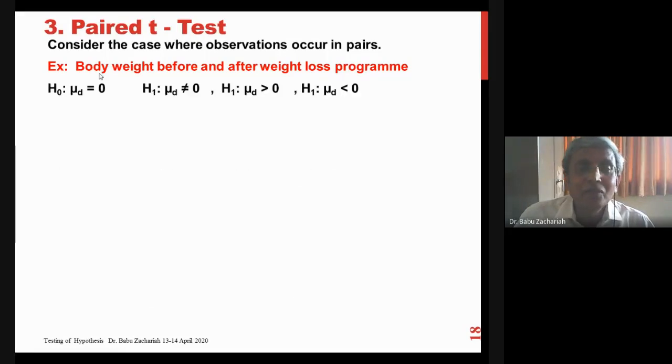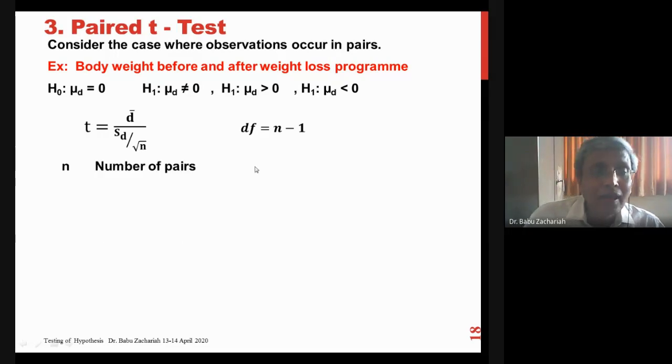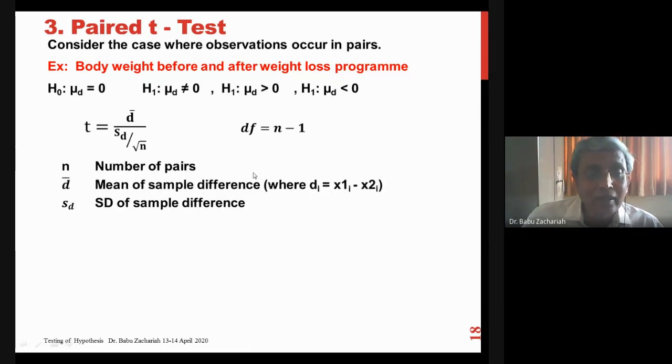Here we consider the difference. So the null hypothesis will be that there is no difference. The alternative can be one among the three: not equal to 0, greater than 0, or lesser than 0. And the t used to calculate is this, and the degrees of freedom is this one. And these are the symbols that are used.